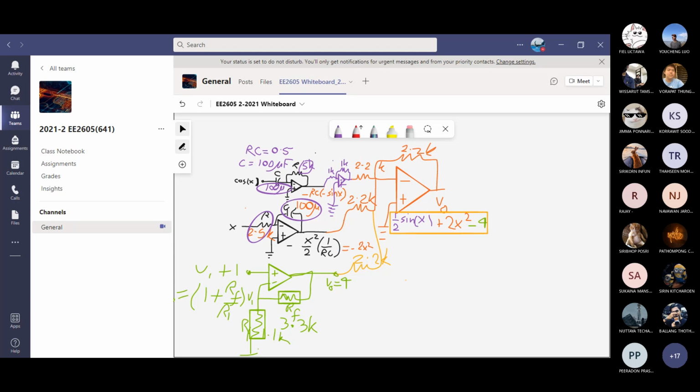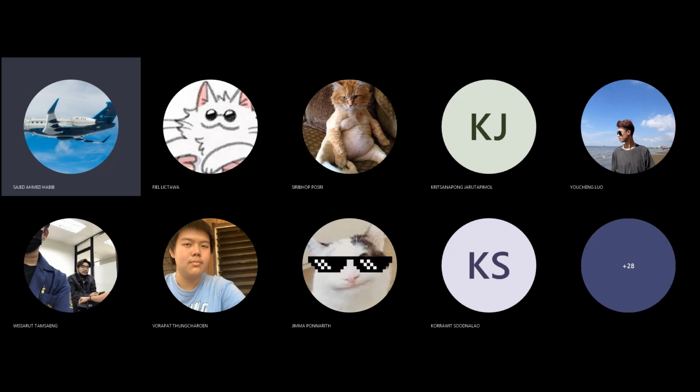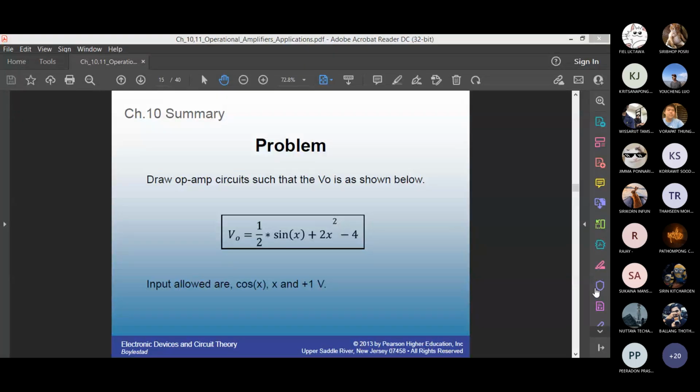We'll come back to our lecture slide then. You have to see the output and input. This is not the only problem of this type. I can change so many things. You just look at the output and input and see which one needs what type of op amp.